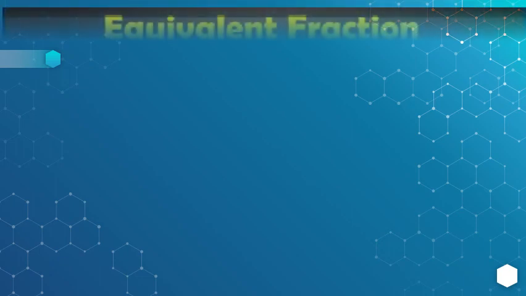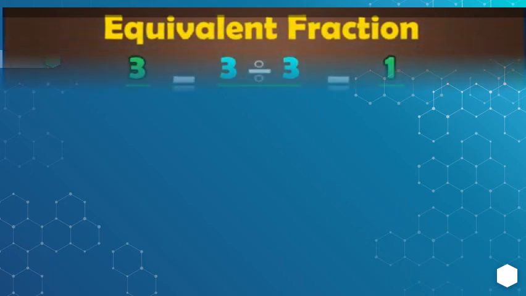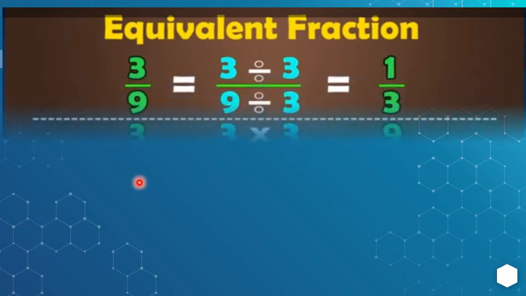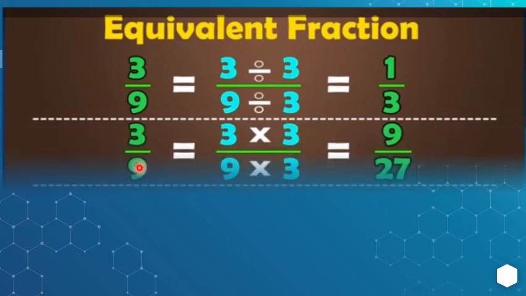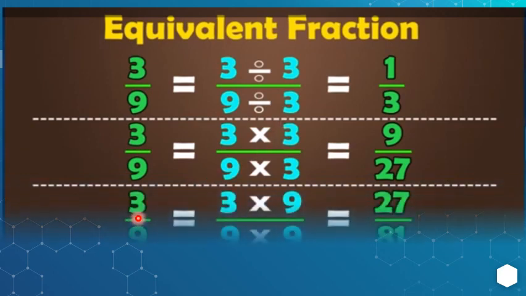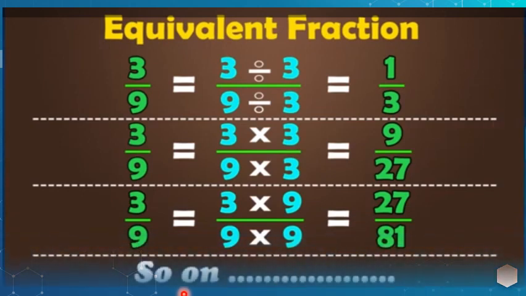Now let's find the equivalent fractions of 3 by 9. The equivalent fractions of 3 by 9 are: dividing 3 by 9 by 3, we will get 1 by 3, which is an equivalent fraction of 3 by 9. 9 by 27 is an equivalent fraction of 3 by 9, by multiplying it by 3, and 27 by 81 is also an equivalent fraction of 3 by 9, and so on.